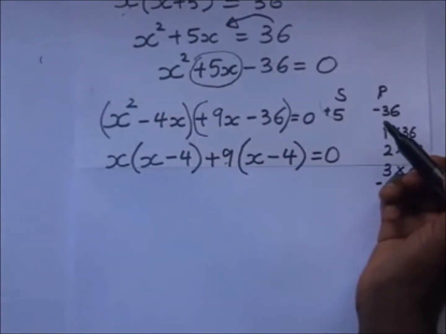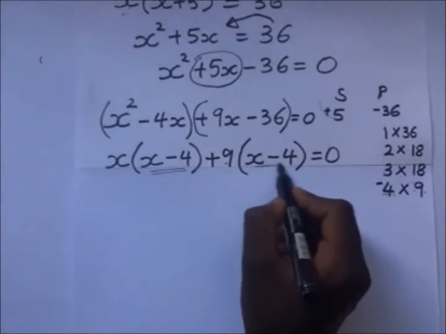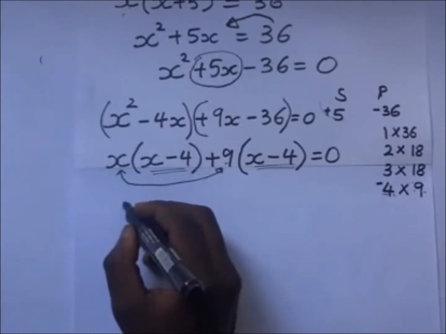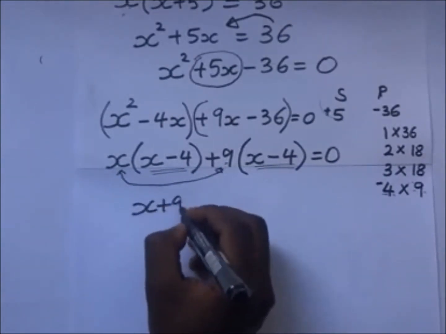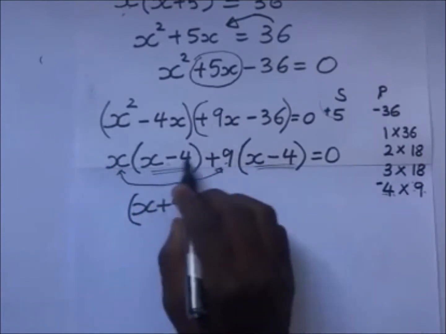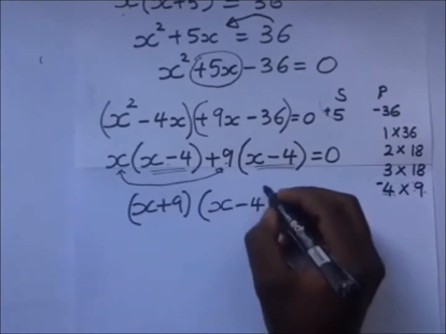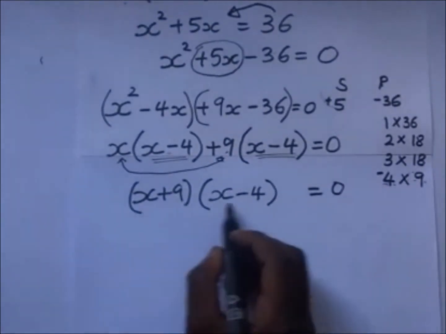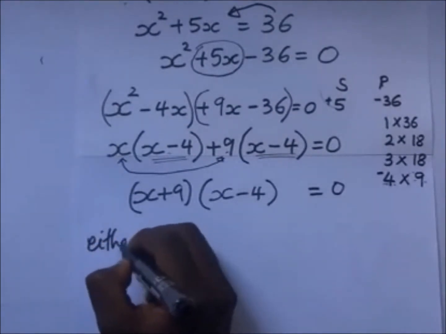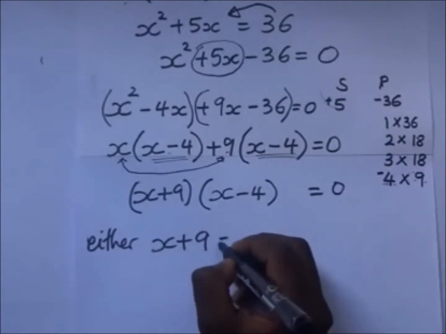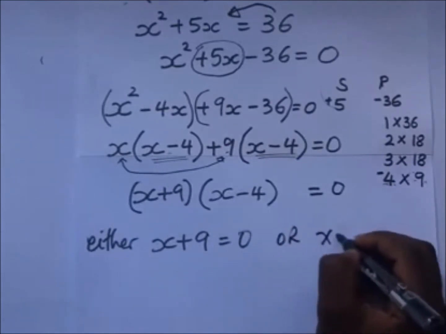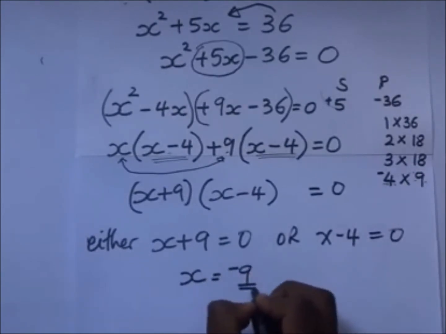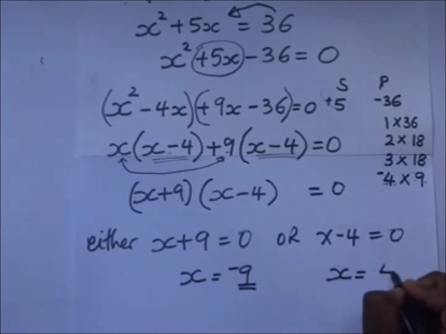Now you're supposed to do it in such a way that the terms in the brackets are the same. It's x minus 4, x minus 4. So we put the terms outside the brackets in their own bracket. So our next step will be x plus 9 into x minus 4 is equal to 0. So to go ahead and find the value of x, it's either x plus 9 is equal to 0, or x minus 4 is equal to 0. And our value of x here is negative 9, or our value of x here is 4.